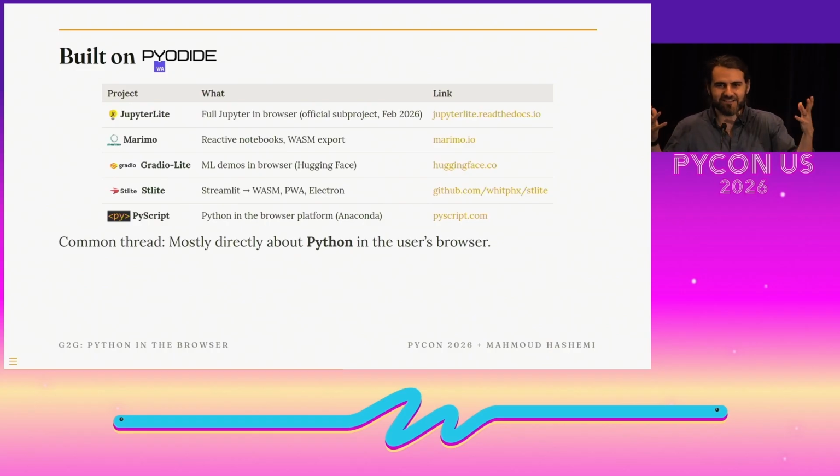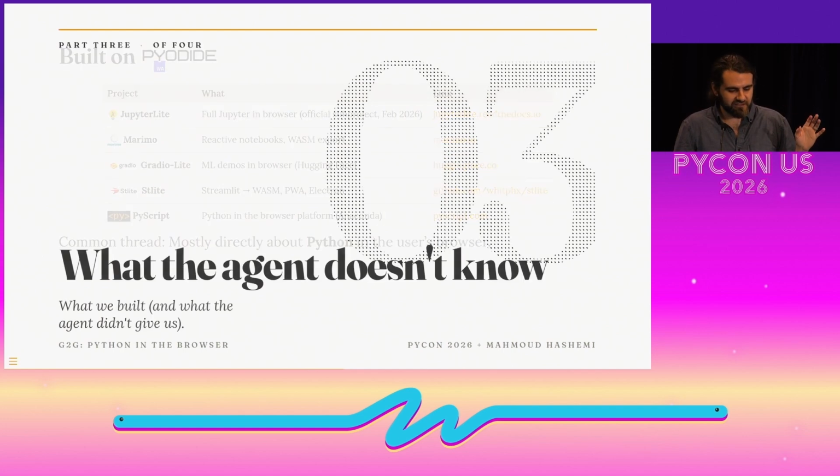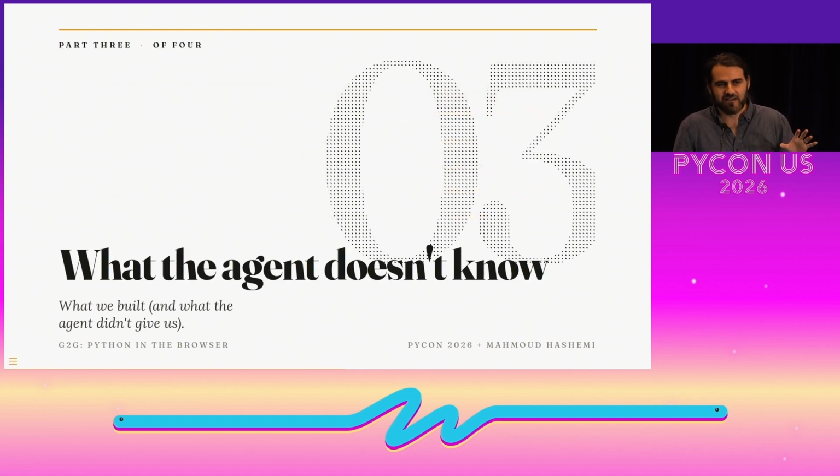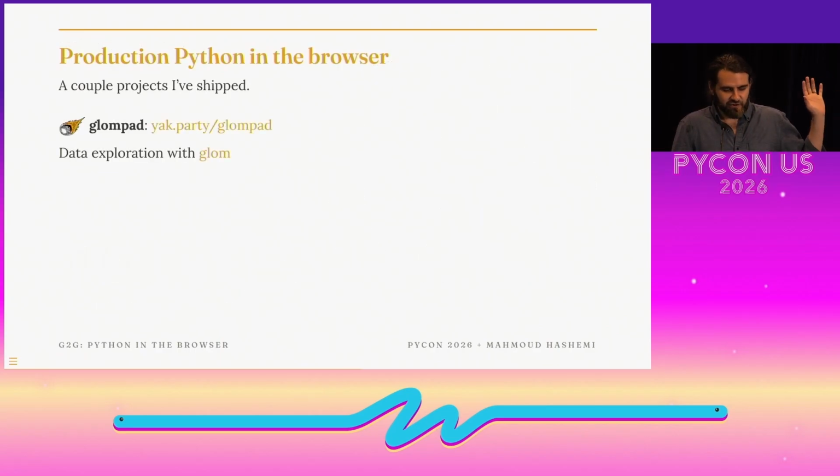Now, all of these are about providing Python. Like Python is the feature, right? Python is the reason for these things to exist. I'm here to push this one step further. But first, let's take another look at what the agent doesn't know.